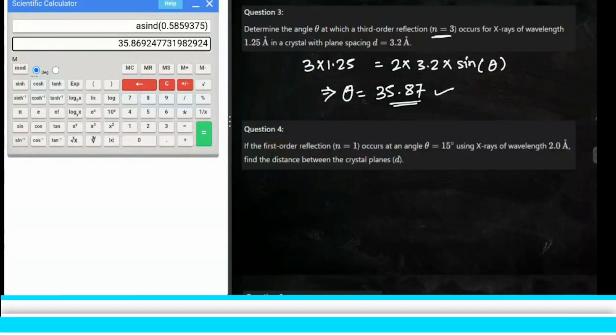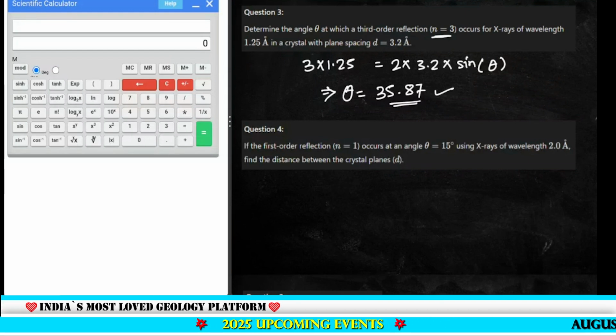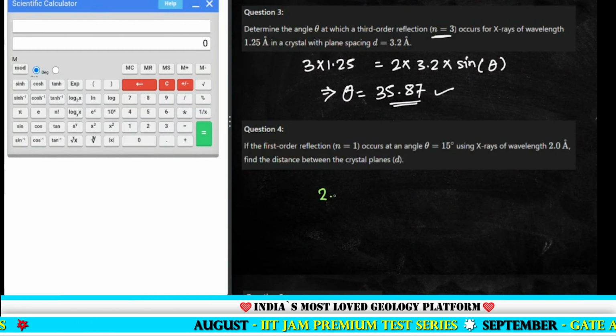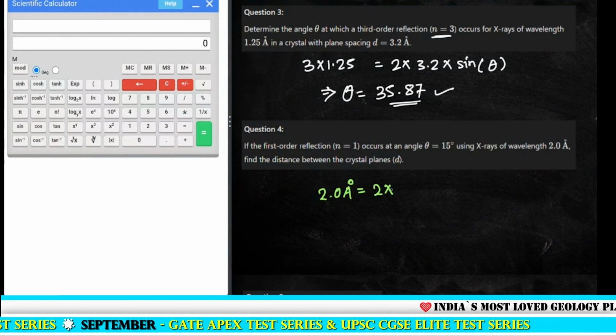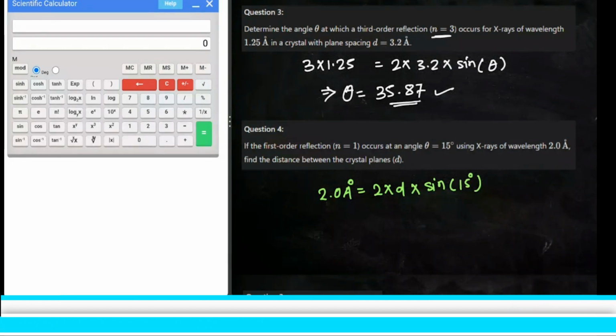Okay. For question number 4, first order reflection in lambda. That means n is 1, so I am not writing it here. I am starting directly from lambda. What is lambda? Lambda is 2 angstrom, is equal to 2d, d is basically what we need here, so 2d into sin theta. Sin theta is basically sin 15.